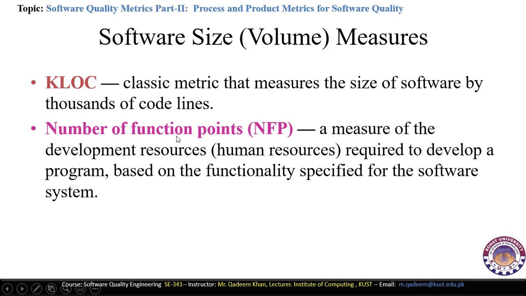So number of function points is another example of the size metric here. The software size can be represented by the function points. Function points means the functionality in the software that is properly calculated with an NFP, that is number of function points, and it measures the development resources, including the human resources required to develop a program based on functionality specified for software systems. So all the functionalities are represented, and they correspond with the human resources required to complete that particular functionality.